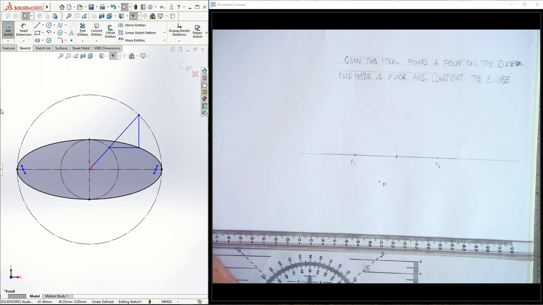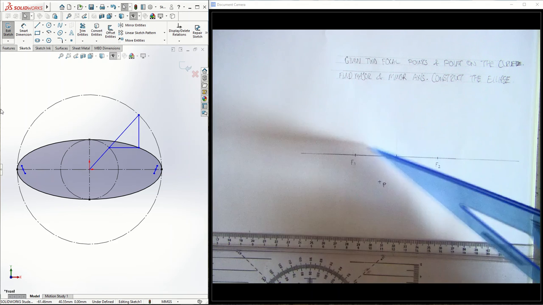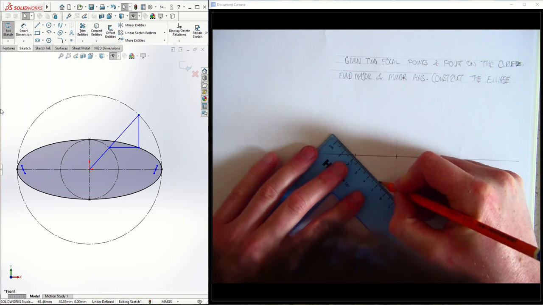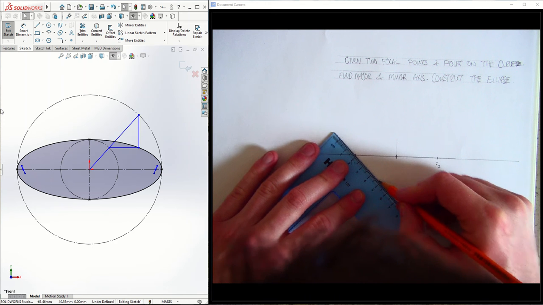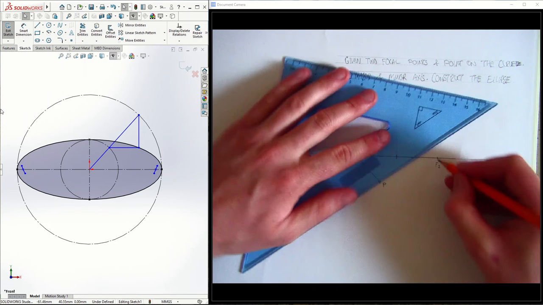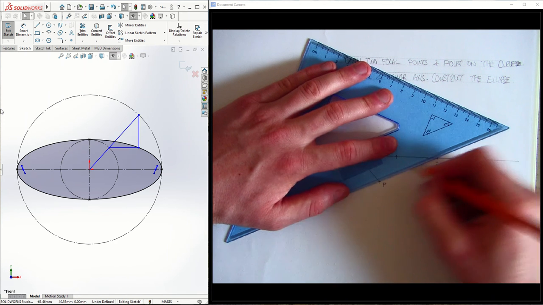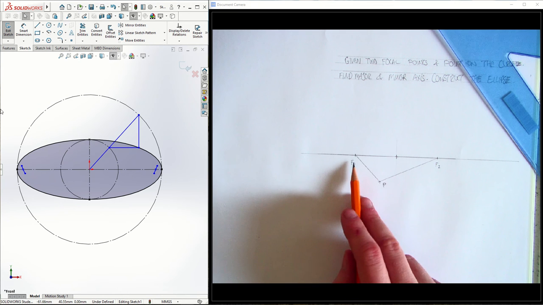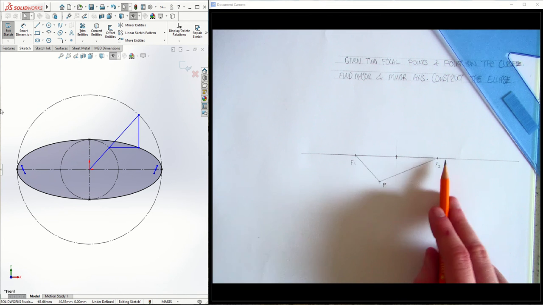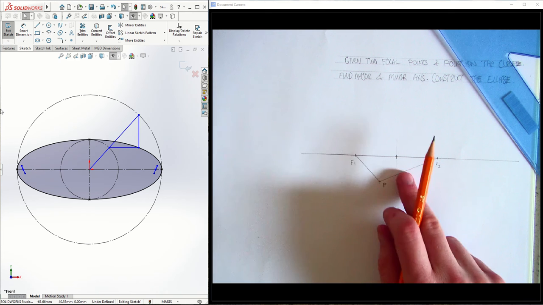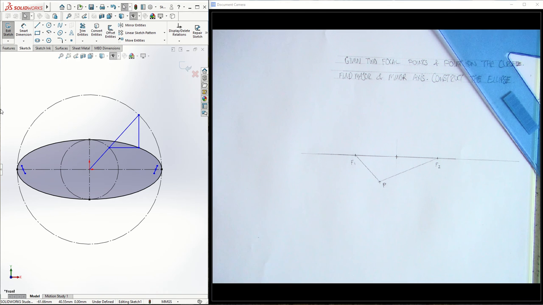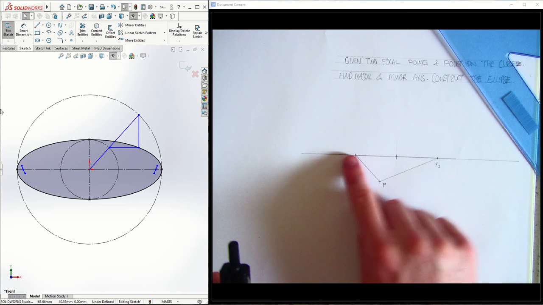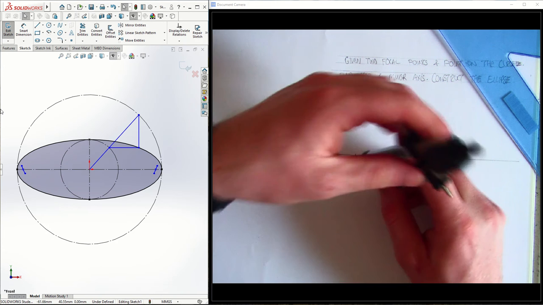So what do I have? I have two focal points and a point on the curve. Well, if you join one focal point to a point on the curve, and this can be for any point on the curve, back to the other focal point, like this. By adding the distance of F1 to P and back to F2, these two lines added together will give me the length of my major axis. So the distance from one focal point to a point P back to the other focal point is equal to the major axis.